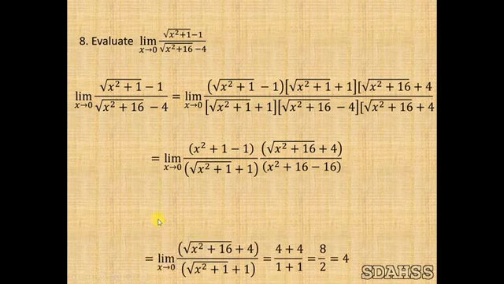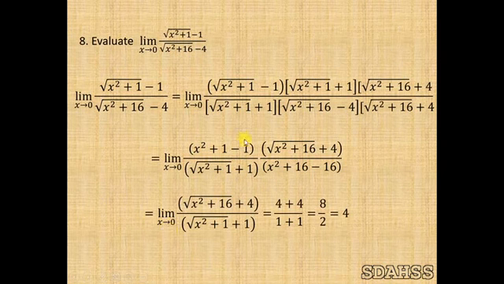Limit x tends to 0, plus 1 minus 1 cancel. Similarly, plus 16 minus 16 cancel. So remaining x square is also cancelled. Remaining you have root of x square plus 16 plus 4 divided by root of x square plus 1 plus 1. Now you have to substitute x is equal to 0. Now this becomes root of 16. Root 16 is 4. So 4 plus 4, 8 divided by, similarly the denominator also you have to substitute x is equal to 0. So if you substitute, you will get 1 plus 1. 1 plus 1 is 2. Now cancel the numerator and denominator by 2 tables.